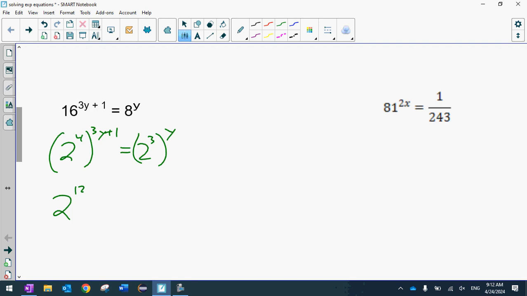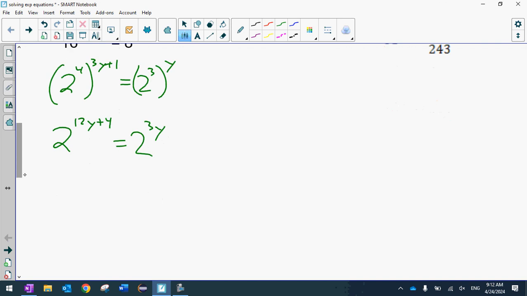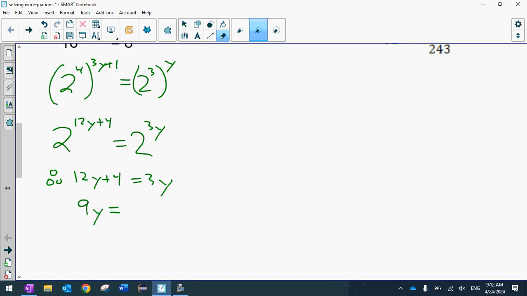Okay, in any case, the reason I did this is I can now do power of a power, and I can write this as 2 to the power of 12y plus 4, and I can write this as 2 to the power of 3y. Now I have the idea, and no matter how you solve exponential equations, this is what you want to get. One power equals another power. And in our example, the bases are the same, so we know the exponents must be the same as well. So 12y plus 4 equals 3y, so bring the 3y over and we get 9y, bring the 4 over, we get negative 4. This is y equals negative 4 ninths.